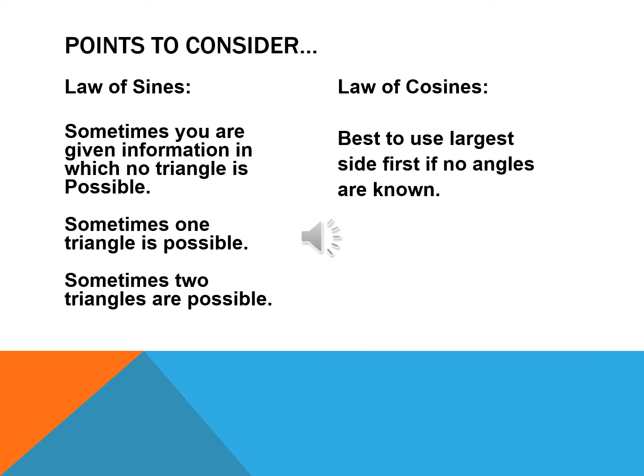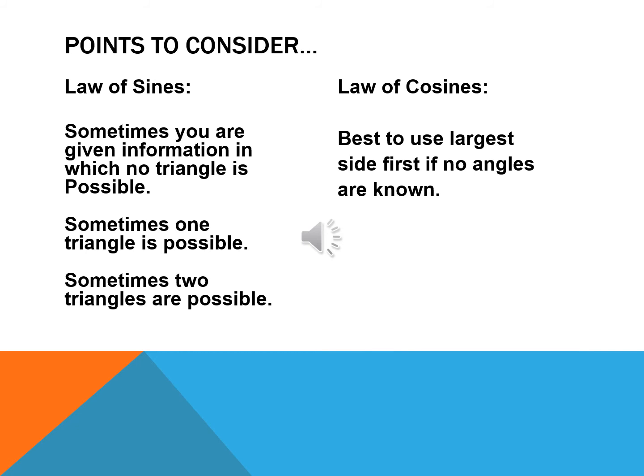And some points to consider. If you're using law of sines, you do have to have enough information for the rule to actually be solved. And so sometimes there's situations in which you want to use law of cosines because you can't use law of sines. For example, if you were only given the lengths of the sides of a triangle, you can't use law of sines. If you were only given angles, you cannot use law of sines.